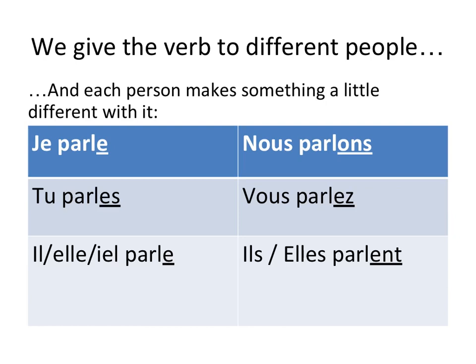Finalement, let's look at parler to see how the same pattern can be applied to different verbs. Here we've taken the verb parler and given it to different people. Each person makes something a little different with it. It still looks a lot like parler, but you can tell by the end of the verb that each person has done something a little bit different with it to make it personal. Je parle, tu parles, il parle, nous parlons, vous parlez, ils parlent, and elles parlent.